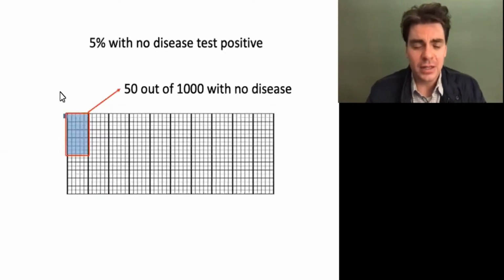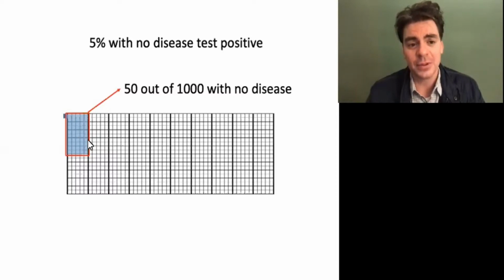You test everybody. The person who has the disease tests positive. But 5% of the people who don't have the disease also test positive. So 50 out of 1,000 people, right, are also going to test positive. That's a lot of people who are testing positive. And it's just because there are so many people who don't have the disease, right? It is only 5% of them, but it's still a lot of people.